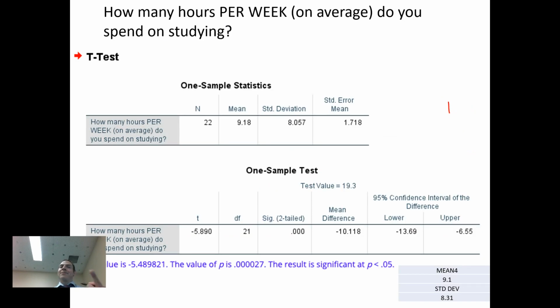All right, this is a good one too. I like this one, kind of. How many hours per week on average do you spend on studying? All right, so the national average is 19.3. The sample here is how much? So I'm curious.